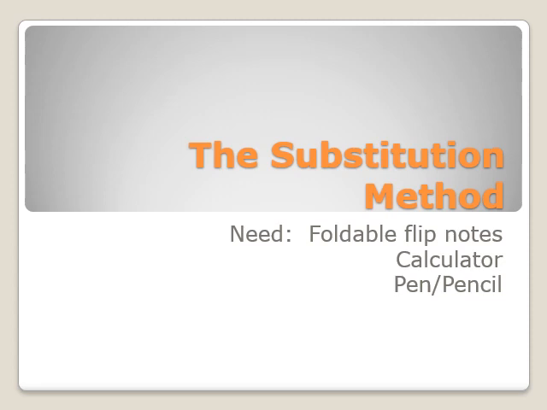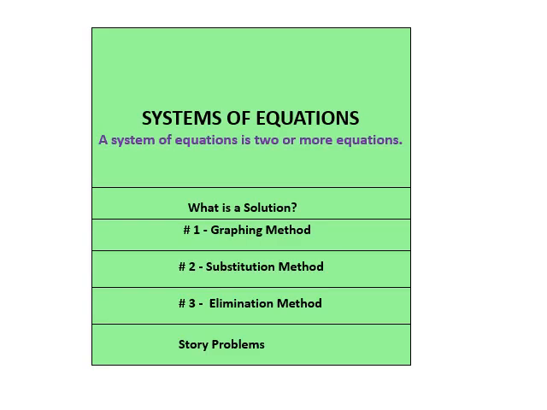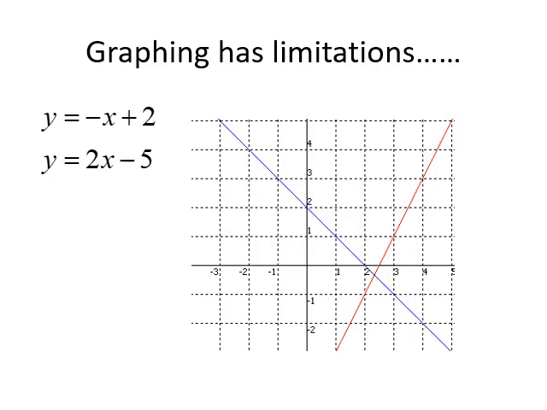We've got the substitution method for solving a system of equations. The first method that we used was the graphing method, in which the place where the graphs cross was the solution, but it has limitations. Okay, consider the following example.